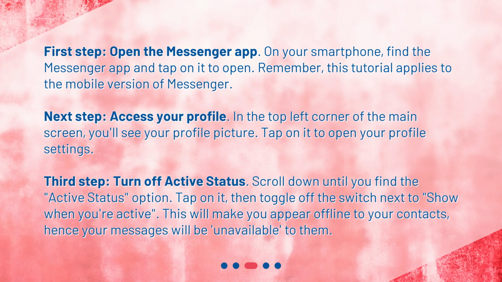Third step, turn off active status. Scroll down until you find the Active Status option. Tap on it, then toggle off the switch next to Show when you're active. This will make you appear offline to your contacts, hence your messages will be unavailable to them.